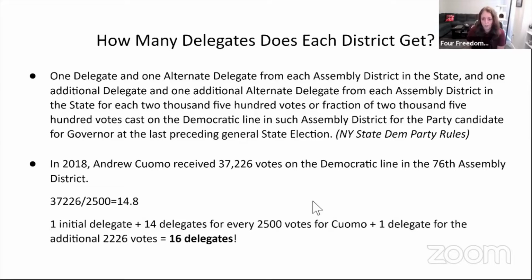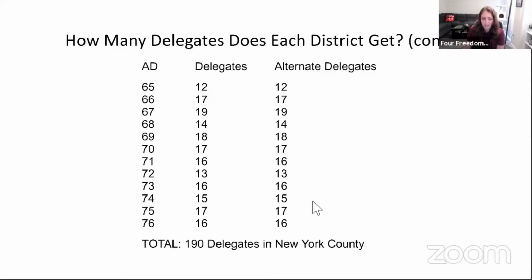And so that you don't have to do the math, here is the list for all of the assembly districts in New York County. As you can see, the 67th, which is Upper West Side, has 19, which is the most. But if you add them all up, there are currently 190 elected judicial delegates in New York County. That's a lot. You know, that can change.